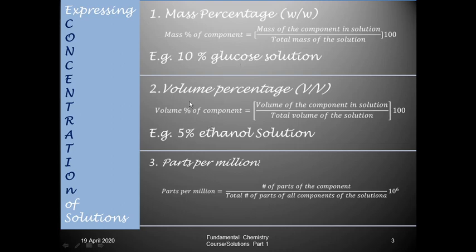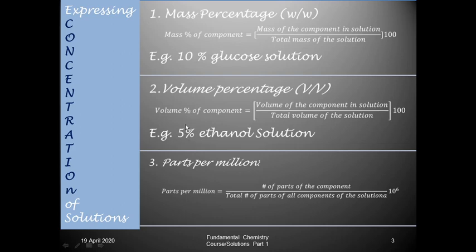Then the next way to express concentration is volume percentage. Volume percentage is the same as mass percentage, only here the difference is that instead of the mass of the substance, we are going to consider the volume of the substance or solution. The formula is analogically the same. Volume percent of a component equals the volume of the component in solution divided by the total volume of the solution, multiplied by 100, as we are going to express it as a percent.